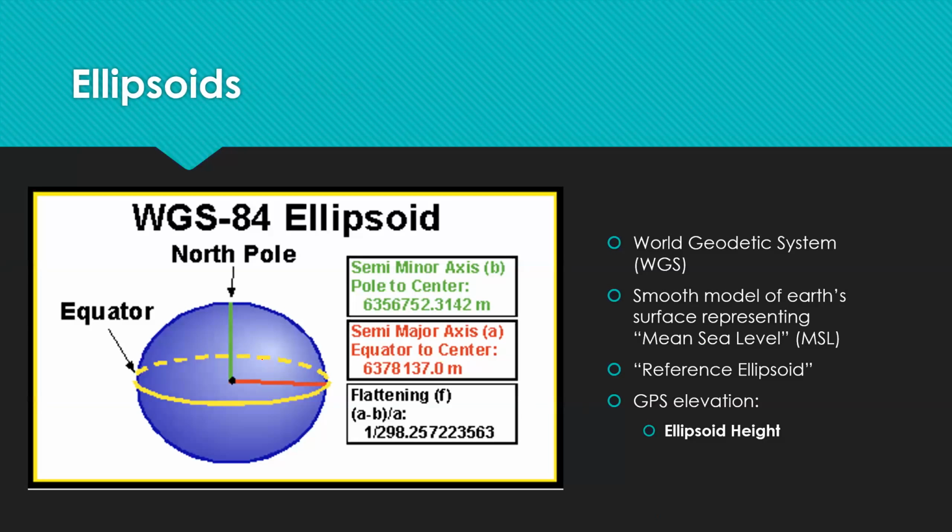So let's talk a little bit more about WGS 84. There's a lot contained in it. So here's the ellipsoid. It's fit to sea level. Here are the values for the semi-minor axis, semi-major axis, and then the flattening value. It's a smooth model, right? It's a spheroid or an ellipsoid. So it's very smooth, representing mean sea level, because we want to know our elevation relative to sea level. That's kind of our reference. And then when you turn on your GPS and you get an elevation, it's going to give you the ellipsoid height. I'm going to talk about what that is. It's basically your height above this ellipsoid.